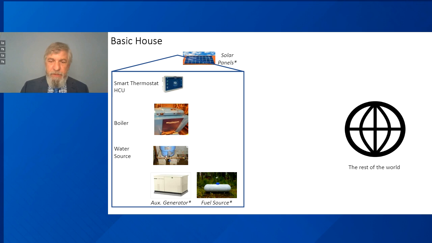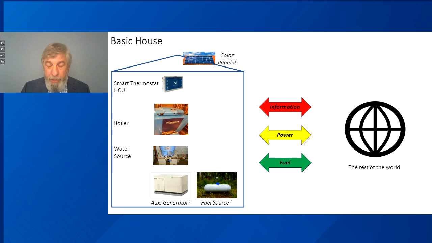Now, the basic house is not a closed system. It has to interact with the rest of the world where it's going to get its power and fuel. So overall, we're going to have information flows come from the house to the rest of the world, as well as power and fuel, as I mentioned. So now in the next slide, I'm going to try to break down these individual systems.